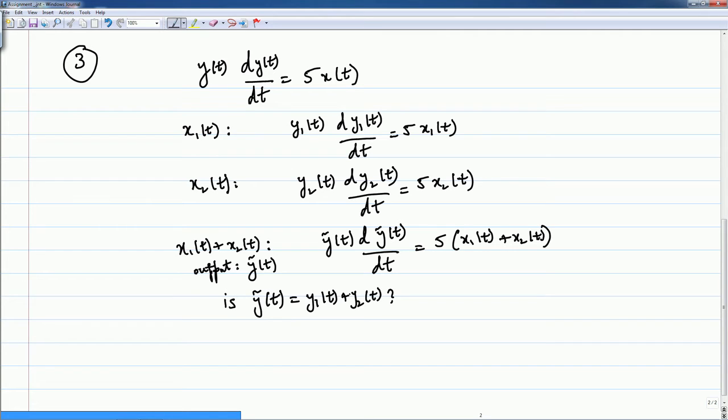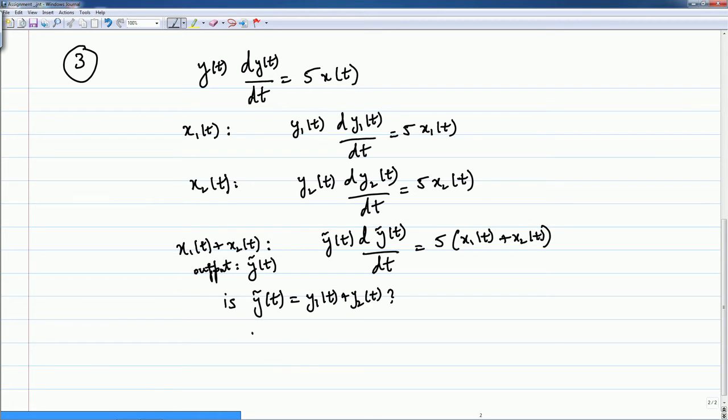Now, if it were true to be equal, then the right hand side should work out to 5 times x1 of t plus x2 of t. So, that is the way you check whether additivity is true or not without really solving explicitly for y1 of t and y2 of t. You can check if an equation involving y1 of t and y2 of t is satisfied or not. So, let us plug in y tilde of t equals y1 of t plus y2 of t into this equation on the left hand side and use the previous equations and see if we get the same thing as the right hand side or not.